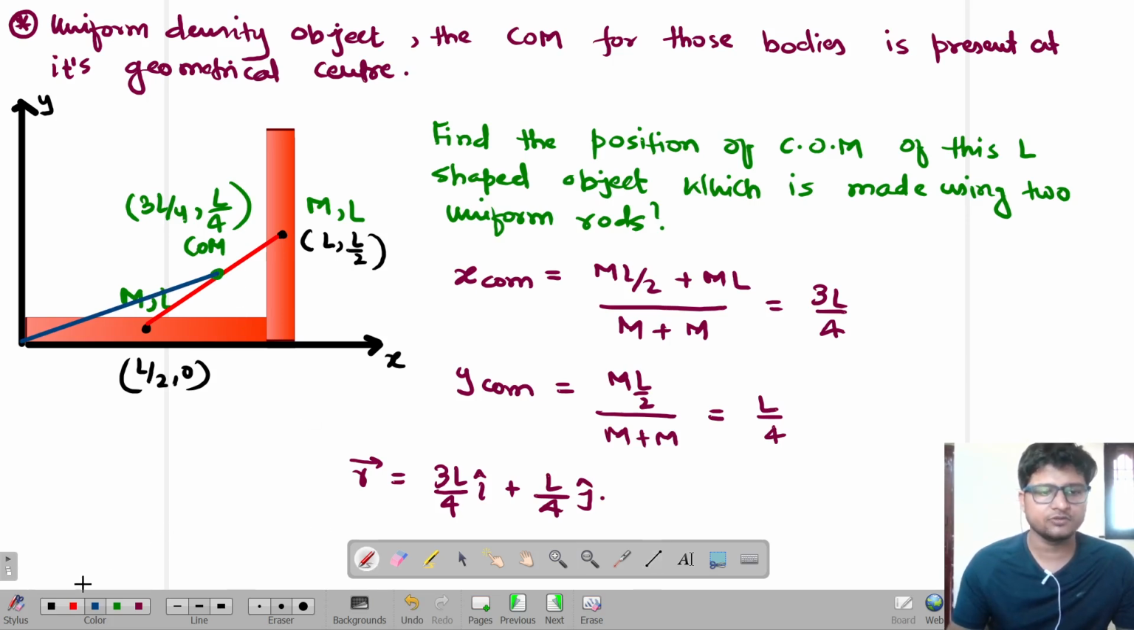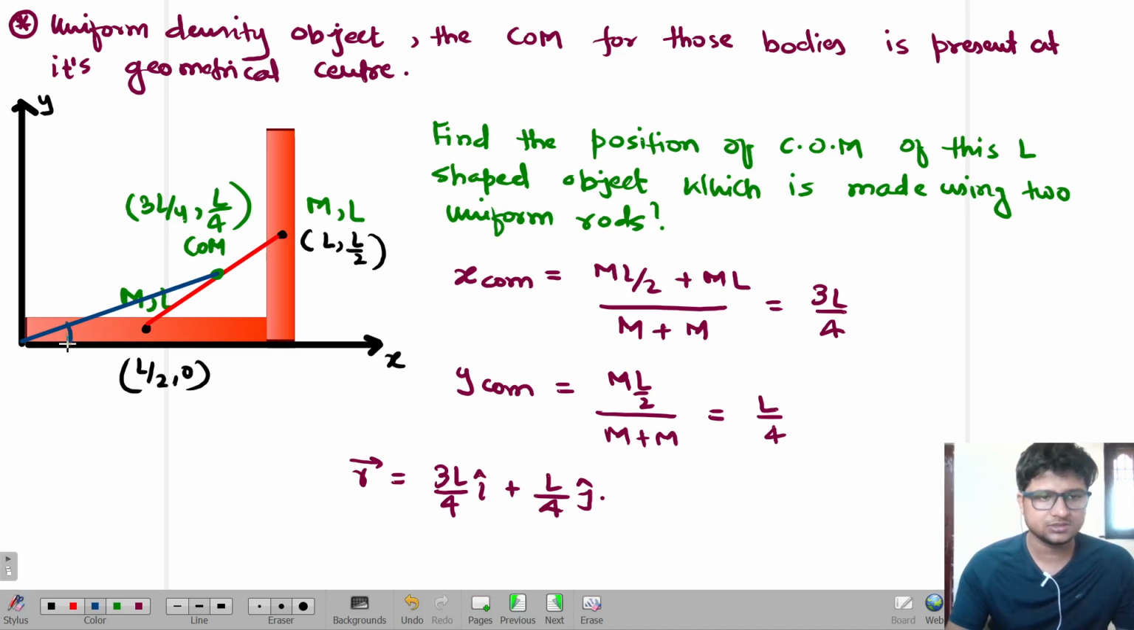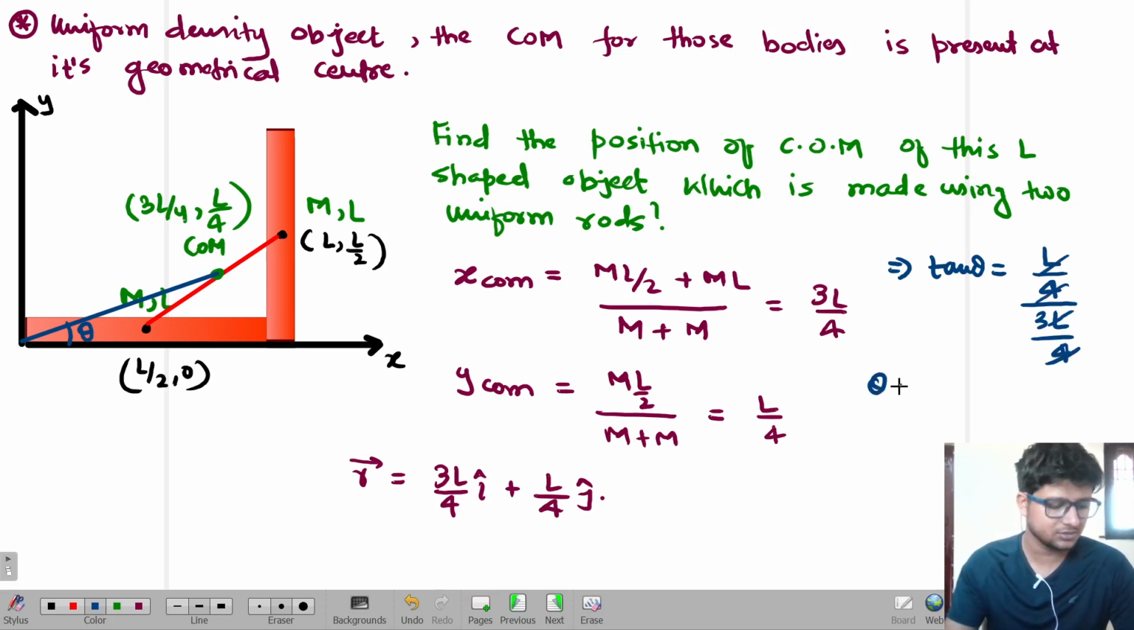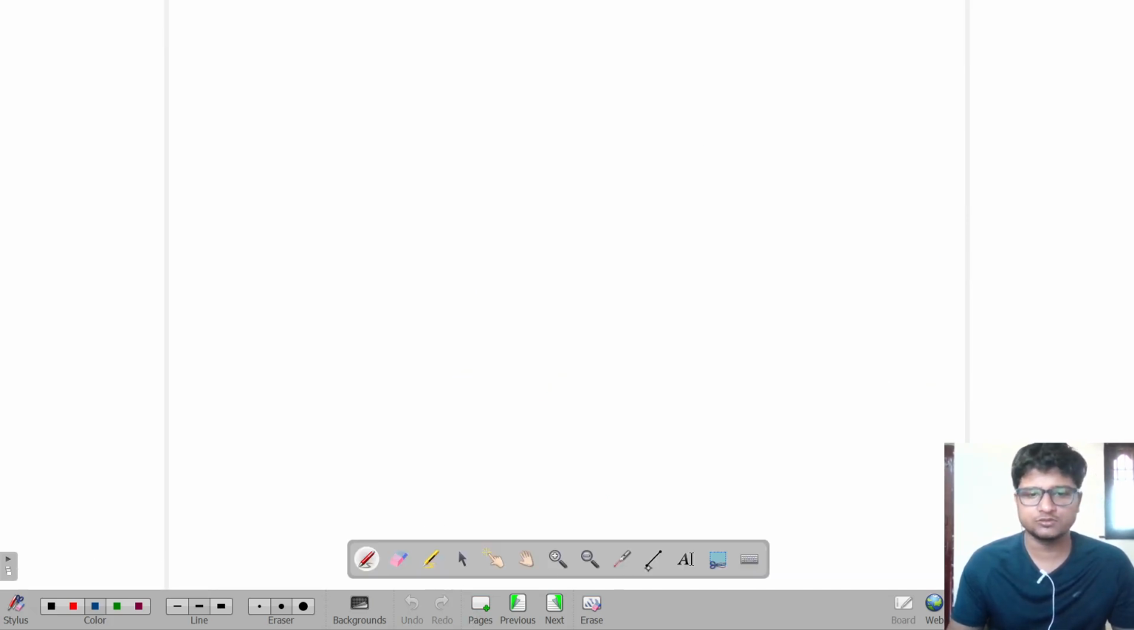So if we know this 3L by 4 and L by 4, finding the angle is easy now because I can directly write tan theta is equal to perpendicular, which is L by 4, and base, which is 3L by 4. The 4 cancels. So theta is equal to tan inverse of 1 by 3. So this is the angle where my particular center of mass is present. Are you able to get me or not? Confirm. So now, based on this approach only, let's do one good question.